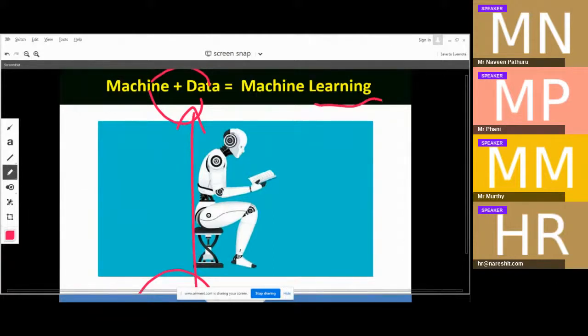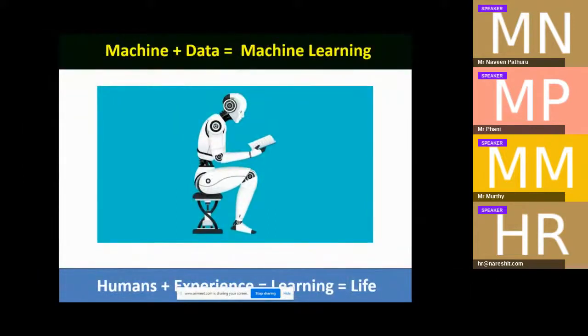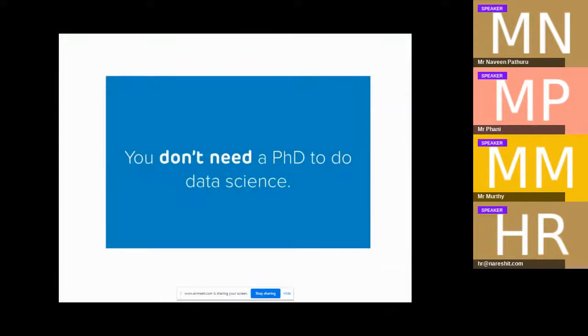Just like you can make humans learn, we can make machines learn. What do you do? You give data to them. That is what is being called machine learning. So let's take one step deeper and try to understand what machine learning is, guys. You don't need to be a PhD to do data science or machine learning. You don't need to be a mechanical engineer to drive a car. If everybody had to be a mechanical engineer to drive a car, very few people would be driving cars.